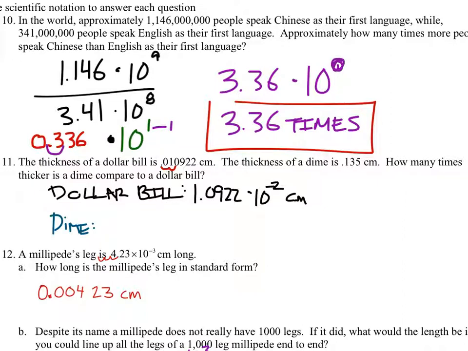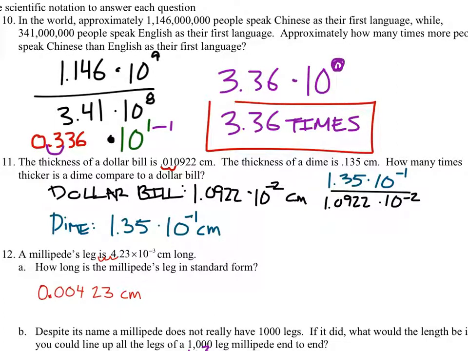Changing this one into scientific notation, I'd have 1.35. Again, I made that decimal value bigger, so I got to make the exponent smaller. And this one also is in centimeters. Now, since we want to know how many times bigger the dime is than the dollar bill in thickness, I'm going to divide these two.